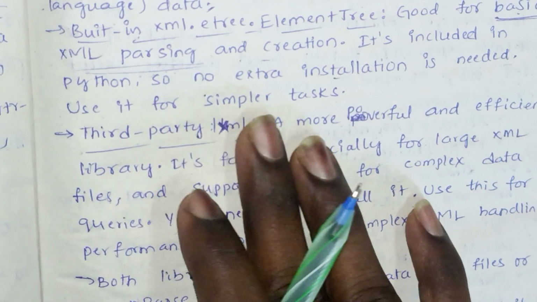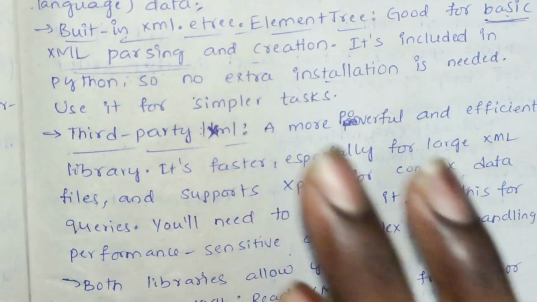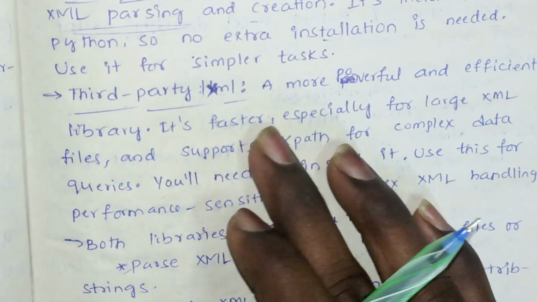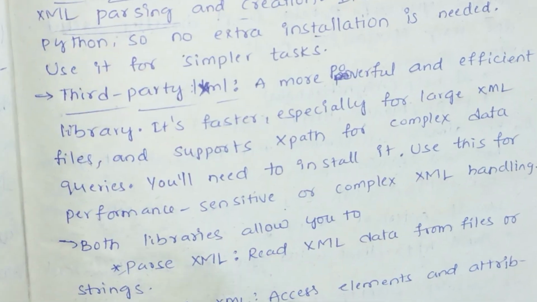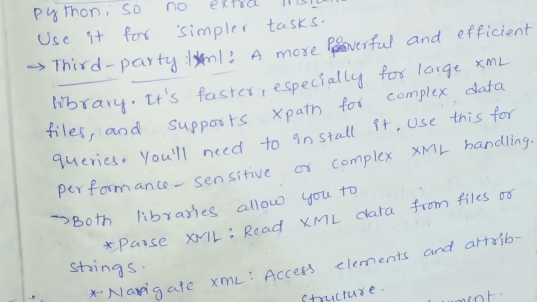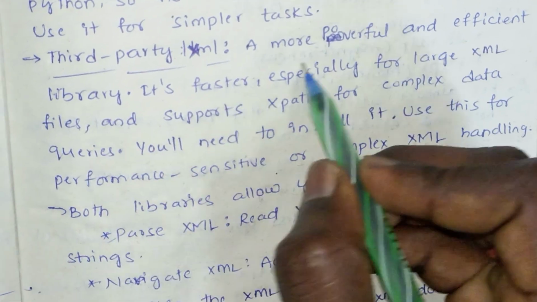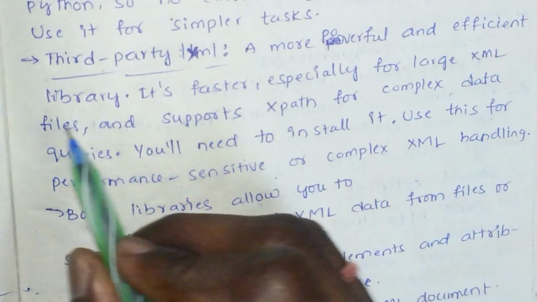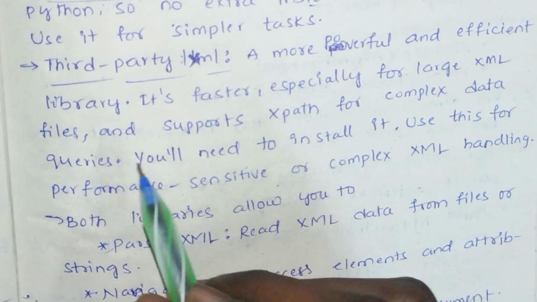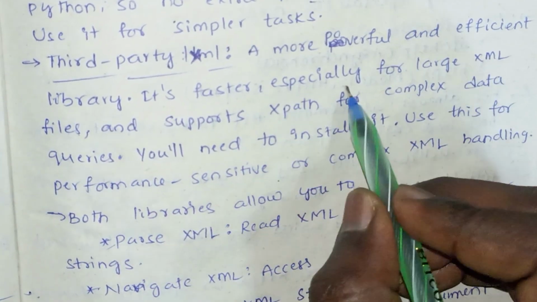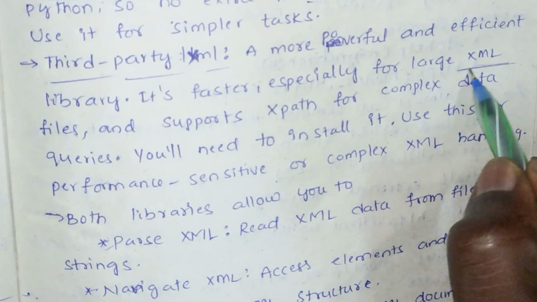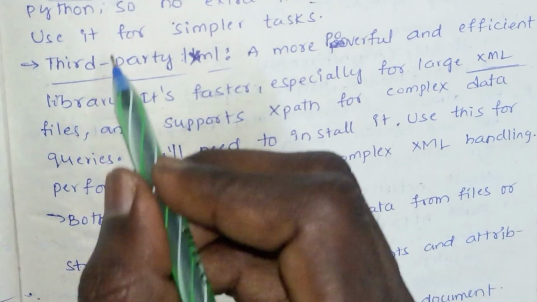Next, use it for simple tasks. Okay, it is just for simple tasks. Coming to the third party, it is more powerful than the built-in. In third party we can also download a Python XML library, right? So that is the second way. It is a more powerful and efficient library for XML in Python. It is faster, especially for large XML files. Whenever we are working with large XML, it is useful.